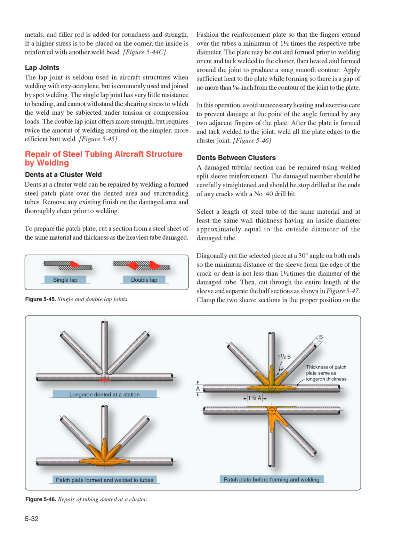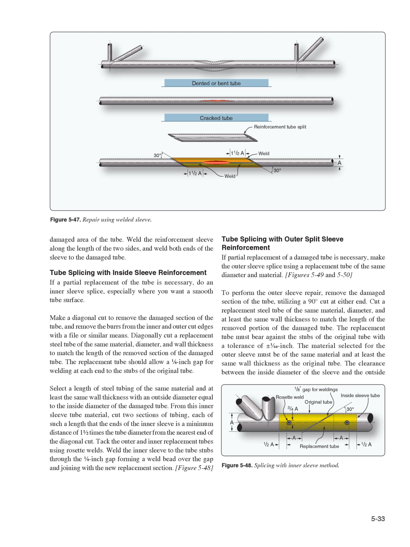Diagonally cut the selected piece at a 30 degree angle on both ends so the minimum distance of the sleeve from the edge of the crack or dent is not less than 1.5 times the diameter of the damaged tube. Then, cut through the entire length of the sleeve and separate the half sections as shown in Figure 5-47. Clamp the two sleeve sections in the proper position on the damaged area of the tube. Weld the reinforcement sleeve along the length of the two sides, and weld both ends of the sleeve to the damaged tube.